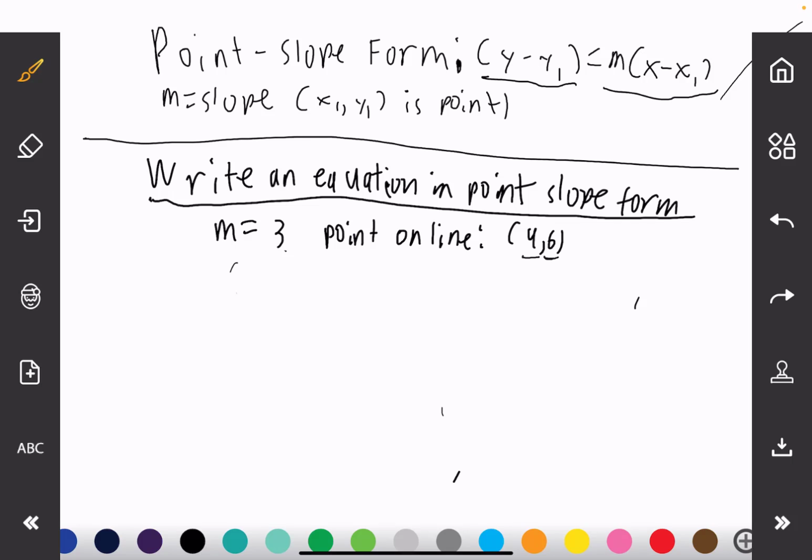So we can write y minus, and 6 right here is going to be the y1 value, equals m, which we know is 3 in this equation, times x minus x1, which in this equation is 4. So the final answer is y minus 6 equals 3 times x minus 4.